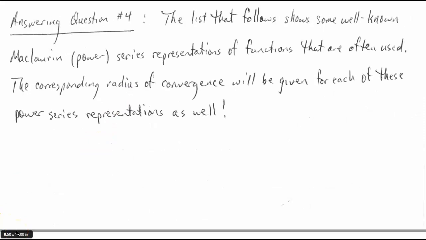In answering question number 4, the list that follows shows some well-known Maclaurin series representations of functions that are often used. If you remember, a Maclaurin series is just a Taylor series where the number that we center the polynomial around is just going to be 0. The corresponding radius of convergence will be given for each of these power series representations as well. And so now we'll get into the list.